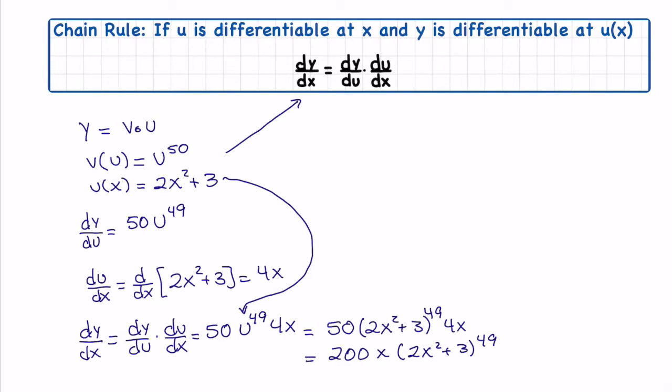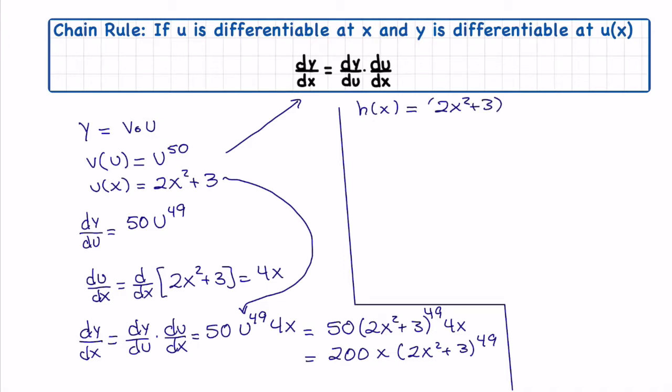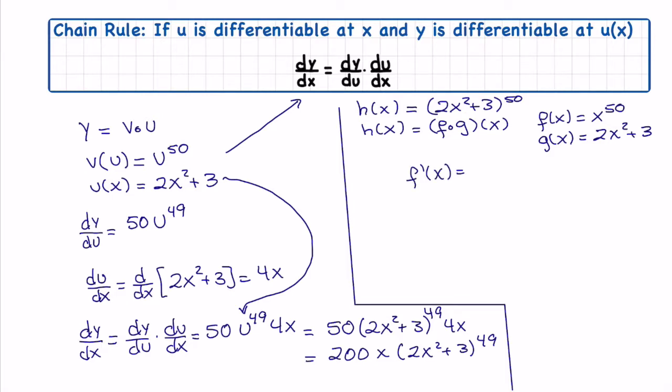But let's see how this works using prime notation. Let's call h of x our original function, 2x squared plus 3 to the 50th power. Then h of x is going to be f composed with g of x, where f of x, the outer function, is x to the 50th power, and g of x, the inner function, is just 2x squared plus 3. In this notation, derive the outer function, which is 50x to the 49th power. Derive the inner function, which is 4x.